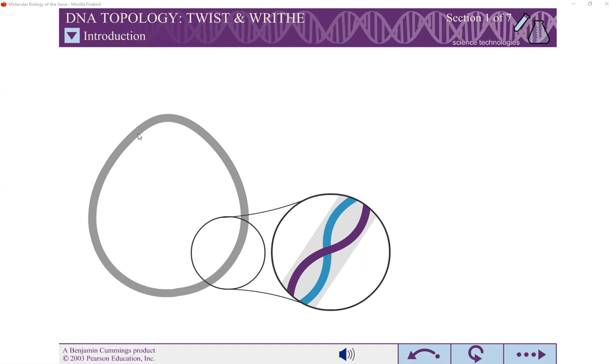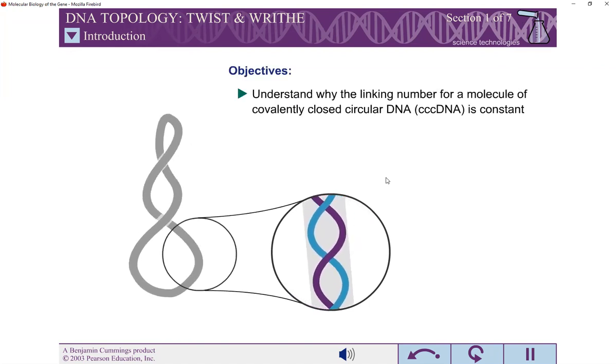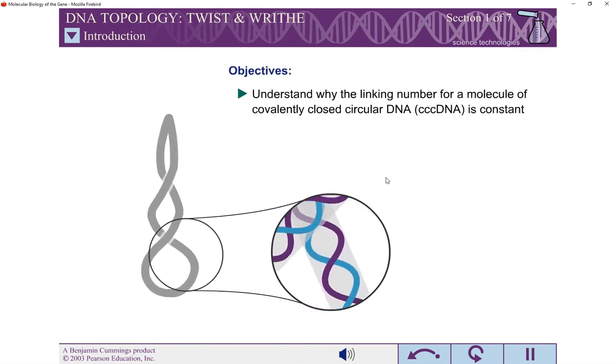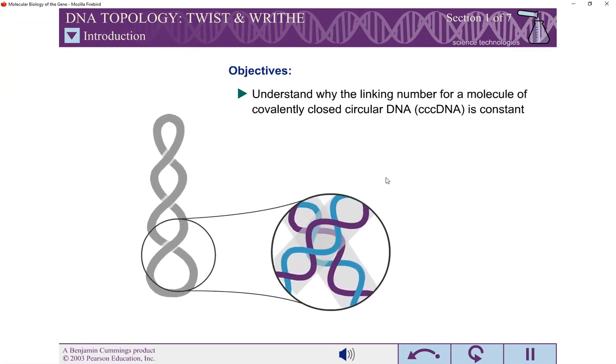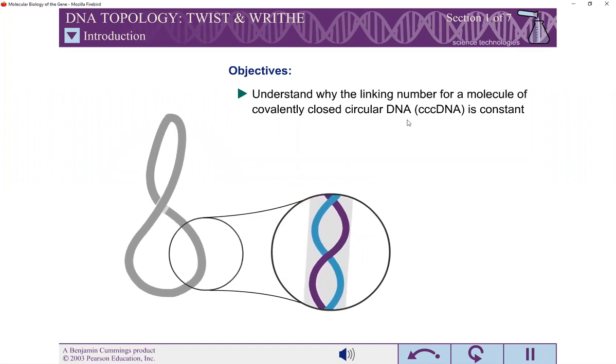Now, we must understand the entire procedure with the understanding of the DNA topology, twist and writhe lecture. Please have a view of the double-stranded DNA molecule and the supercoiling associated with it. Topology describes the coiling of a molecule of DNA. When you have completed this exercise, you should understand why the linking number for a molecule of covalently closed circular DNA, or cccDNA, is constant.